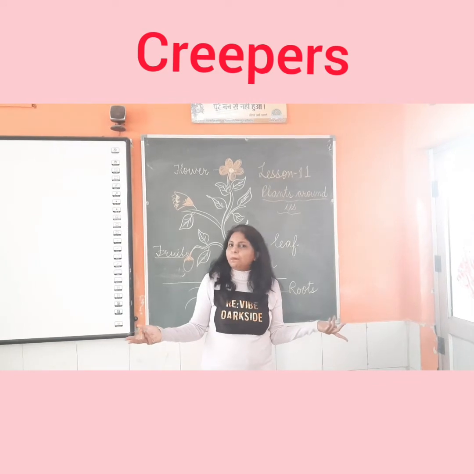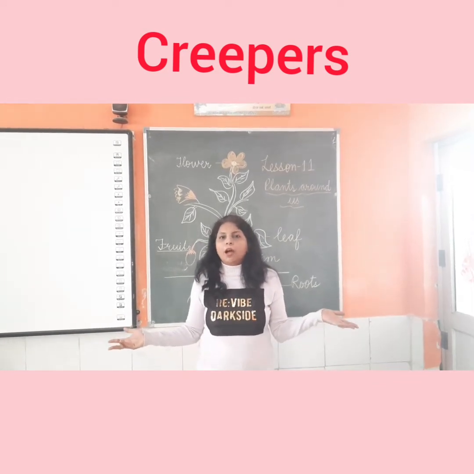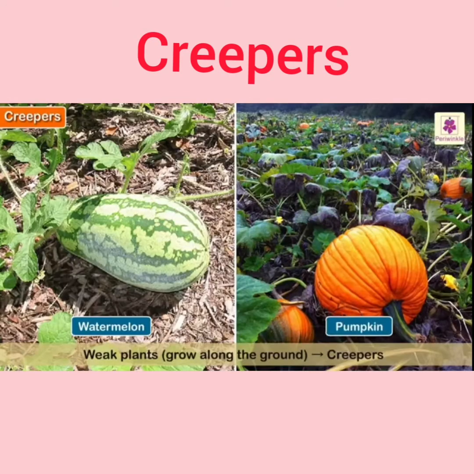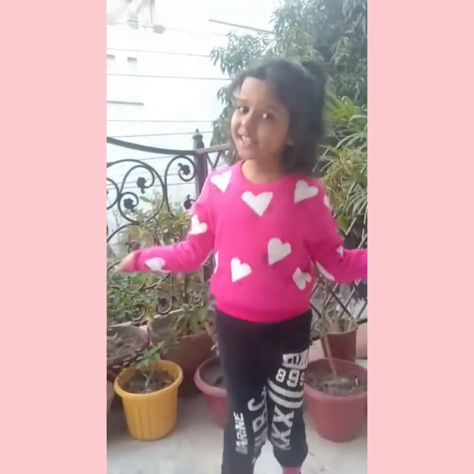Creepers are very weak plants which grow along the ground. Weak plants growing along the ground are called creepers. Examples are watermelon, pumpkin.